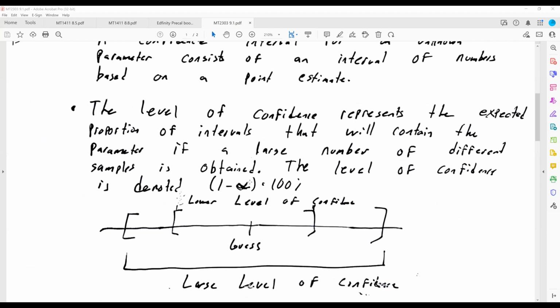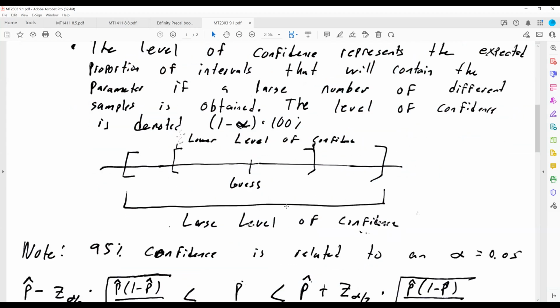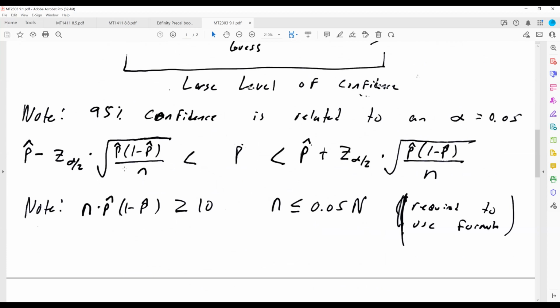Now, using different alphas will get you different levels of confidence. What I was trying to calculate in class was this formula here. So you can find an interval for p by getting p hat, adding this stuff, and then getting p hat, subtracting that same value.